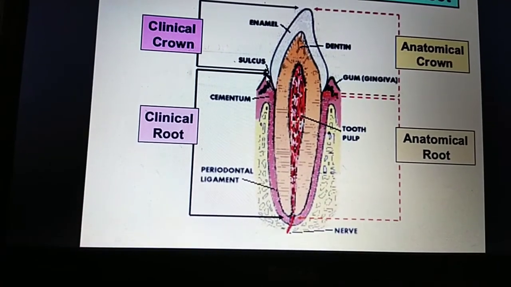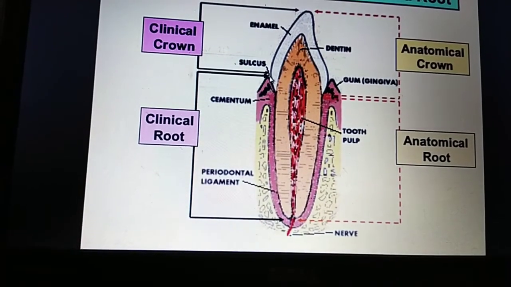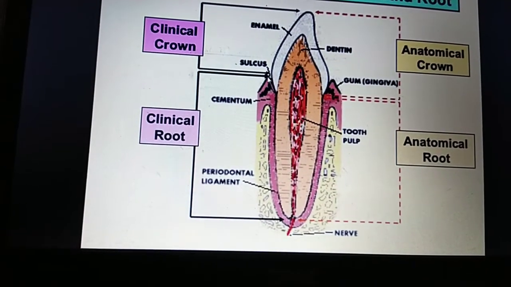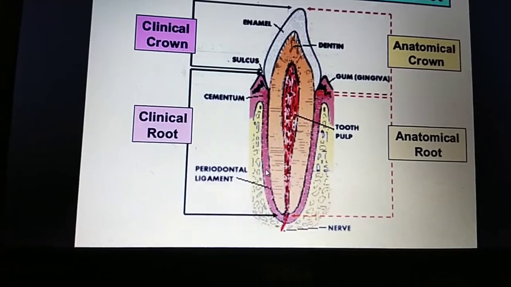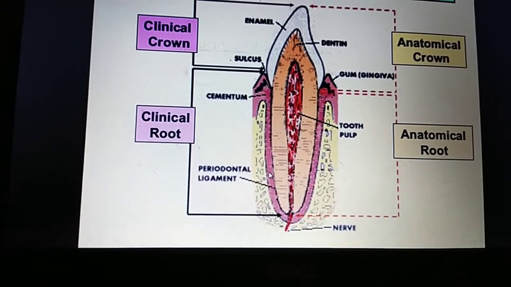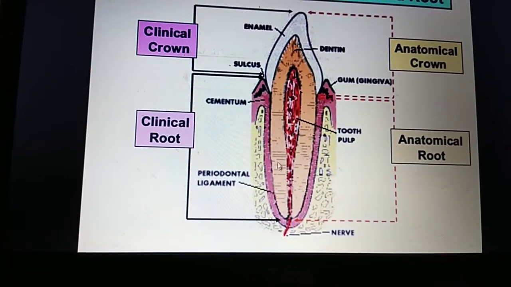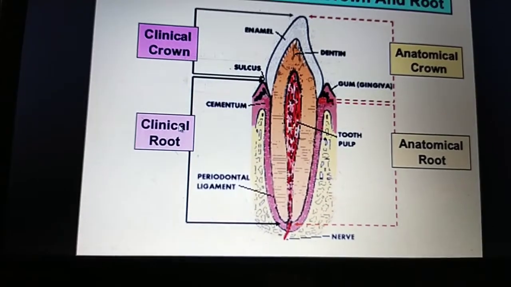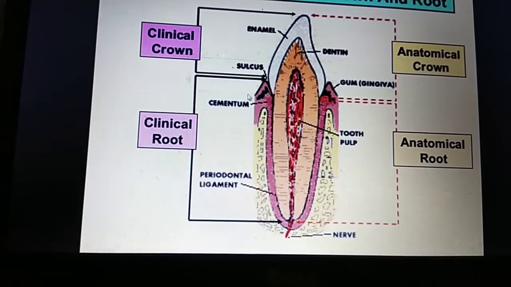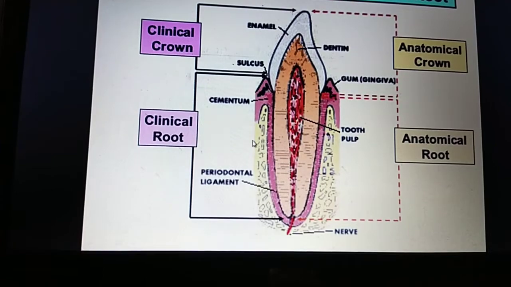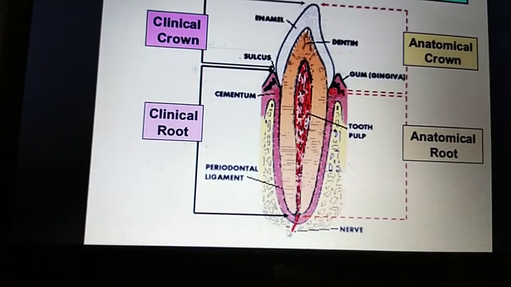You can see it below the gum, it is also gum. Okay, from here it is not visible, it is present in the gum. That's why that part is called the clinical root, from here to here. Okay.